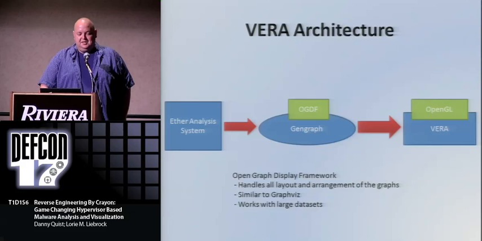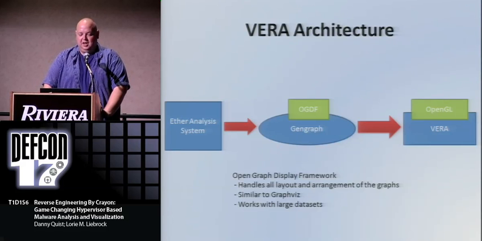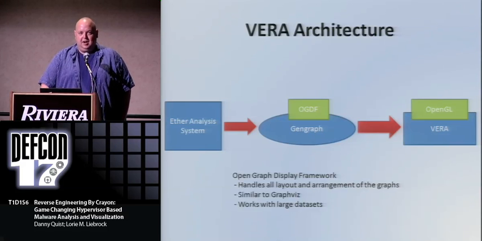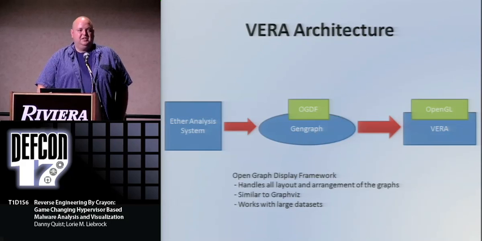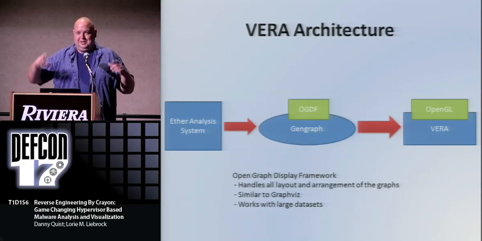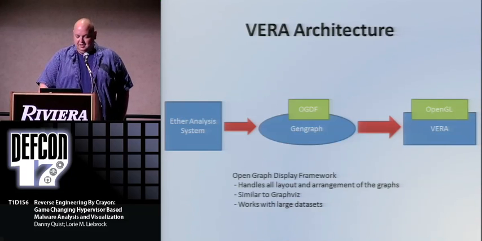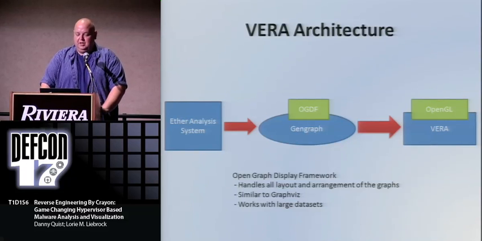Okay, so the architecture is we've got the Ether analysis system, which plugs into a program that takes those trace files and generates the graphs with the OGDF, or Open Graph Display Framework. The Open Graph Display Framework is the thing that makes the decisions about where to actually place the vertices and locate them. This is a really awesome library, and if you get a chance to use it, I highly recommend it. It's very similar to GraphViz, but what's nice about it over GraphViz is it works with a large data set. I've had millions and millions of vertices inside of here, and it hasn't choked on it, but it will take all your memory.